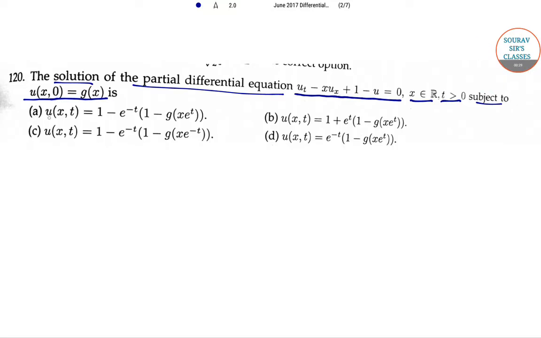Option A, u(x,t) is equal to 1 minus e to the power minus t into 1 minus g(x) e to the power t. Option B, u(x,t) is equal to 1 plus e to the power t into 1 minus g(x) e to the power t. Option C, u(x,t) is equal to 1 minus e to the power minus t into 1 minus g(x) e to the power minus t, and option D, u(x,t) is equal to e to the power minus t into 1 minus g(x) e to the power t.